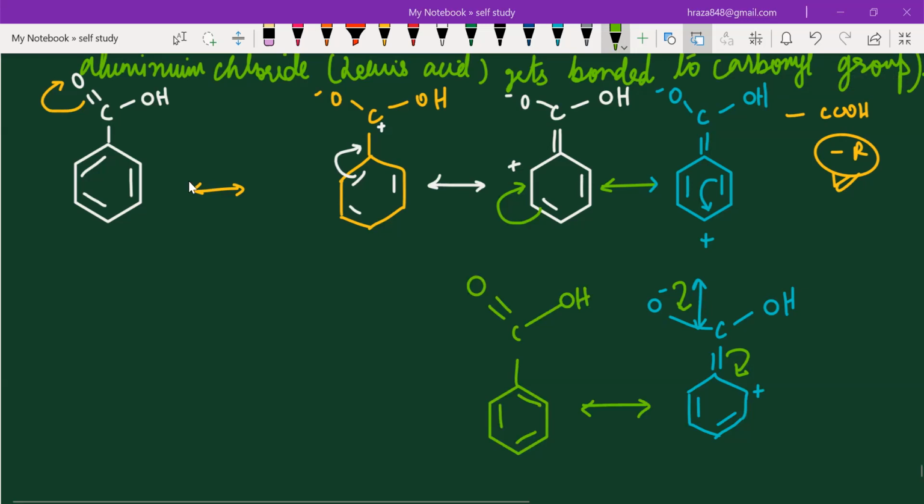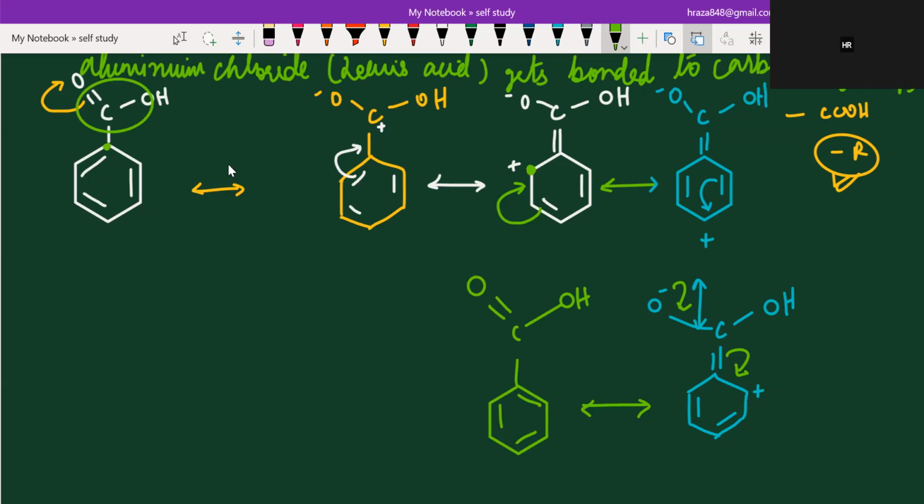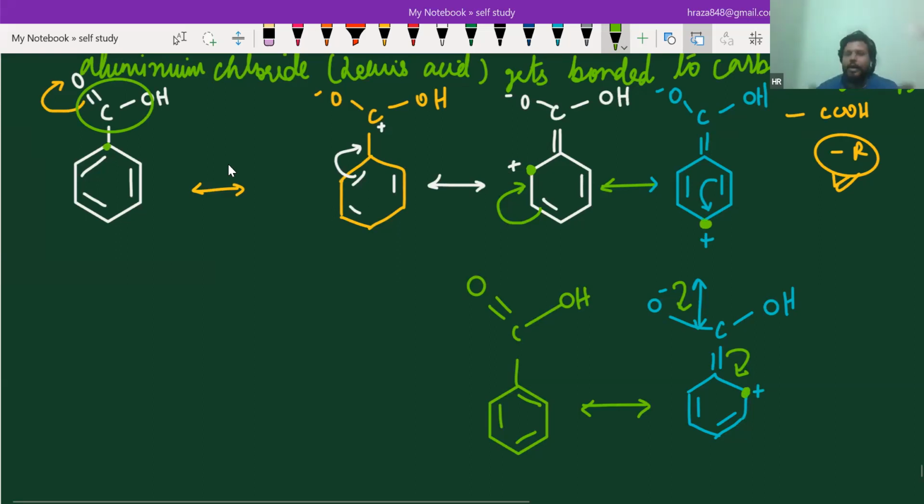So if you are going to see with respect to this group, the positive charge is at ortho, then para, and then again ortho, not at meta position. First of all, it is a ring deactivating group, since it is taking electrons. And we are studying electrophilic substitution reaction. That means electrophile will attack the ring, and electrophile is the one which has deficiency of electron.